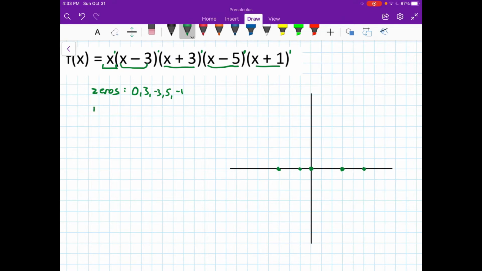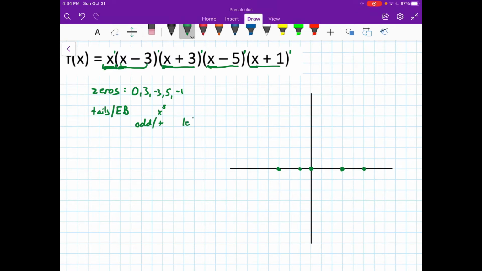Next, we'll look at our tails, or the end behavior. And end behavior, we would look at the leading coefficient. Well, notice we would have basically an x times an x times an x times an x times an x. That is x to the 5th. And it's positive. So this is odd and positive, which means this is going to be in opposite directions.